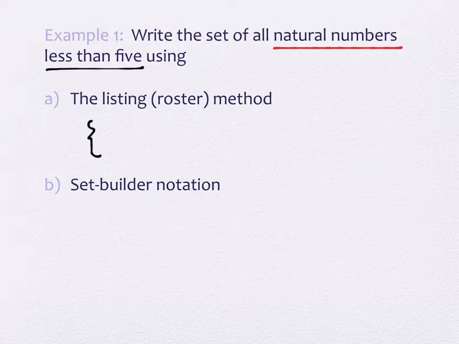The listing or roster method means that we write all the values, and do dot, dot, dots if we need them, in between the curly braces, and we actually just write them out. So what numbers will be included in my list? 1, 2, 3, 4, 5. Okay, will 5 be included? No, not this time. It just says less than 5. So 1, 2, 3, 4. Does 0 get included? No. So why was 0 not included? It's not natural, okay? I don't mean like it's unnatural, but you know what I'm saying, right? It's not that type of a number.